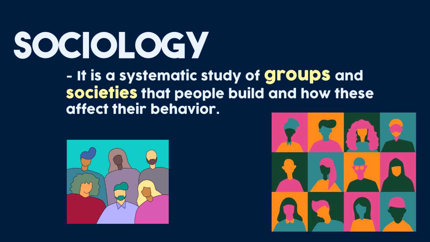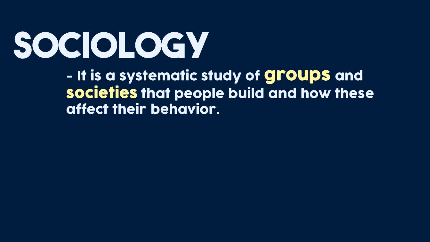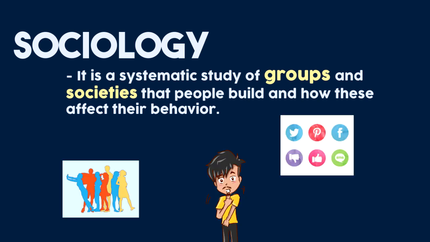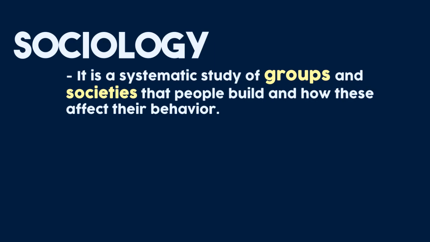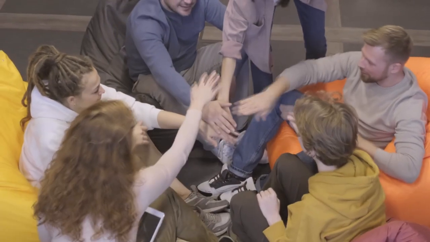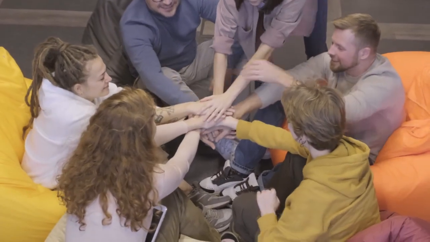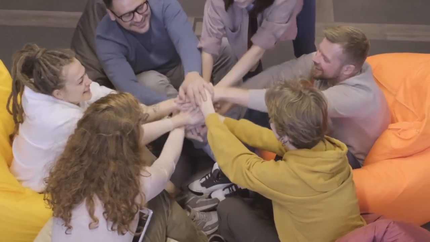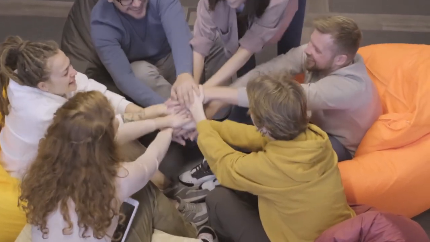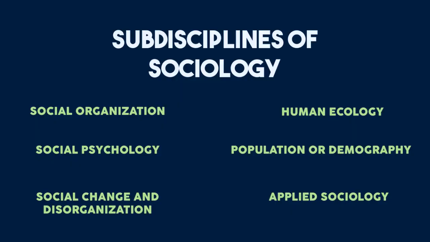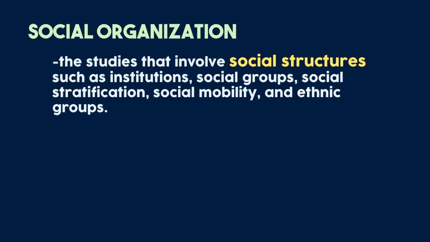behavior. Or it is the study of relationship of individual and the social world. Sociology includes how the society functions, its development, the origin, and organization of human society. That is sociology. Now let's proceed with the subdisciplines of sociology. The first one is social organization.